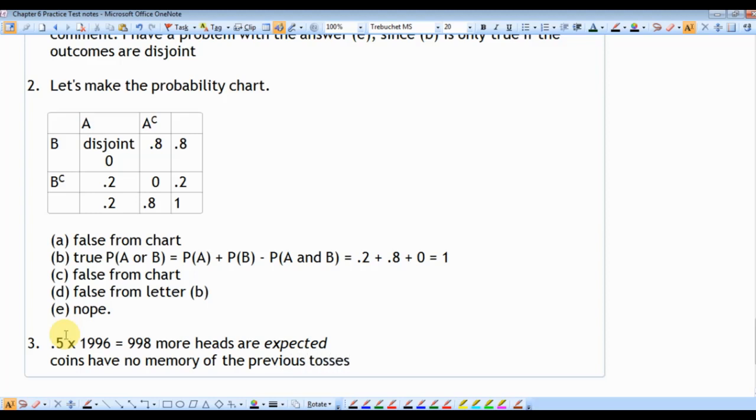I'm a little confused. Where'd you get the 0.5 from? There are 2 outcomes. They are equally likely. Okay. It's just flipping a fair coin.